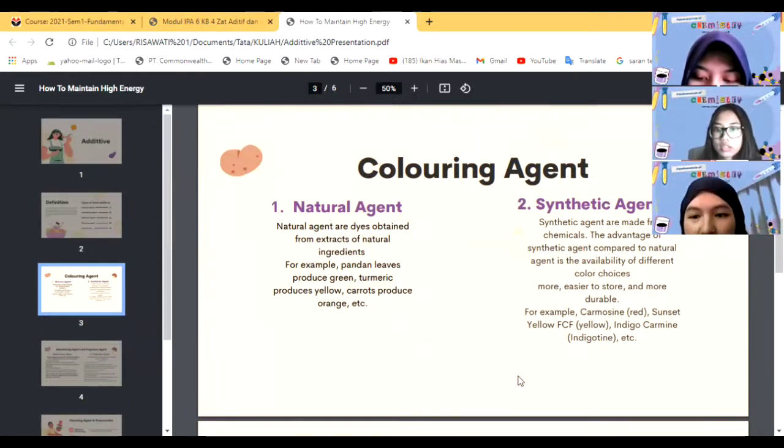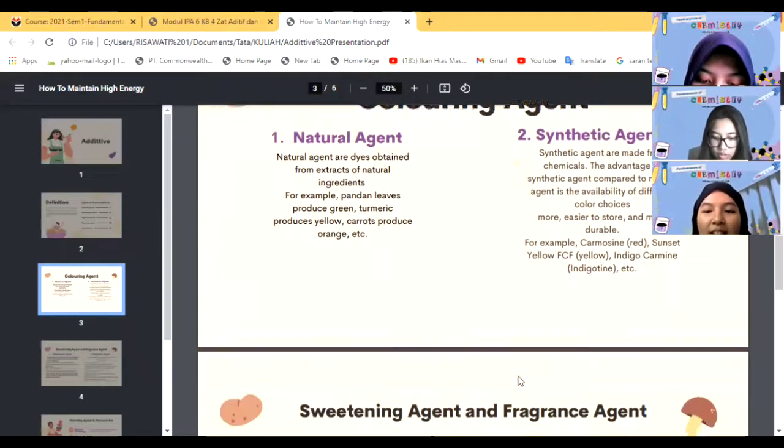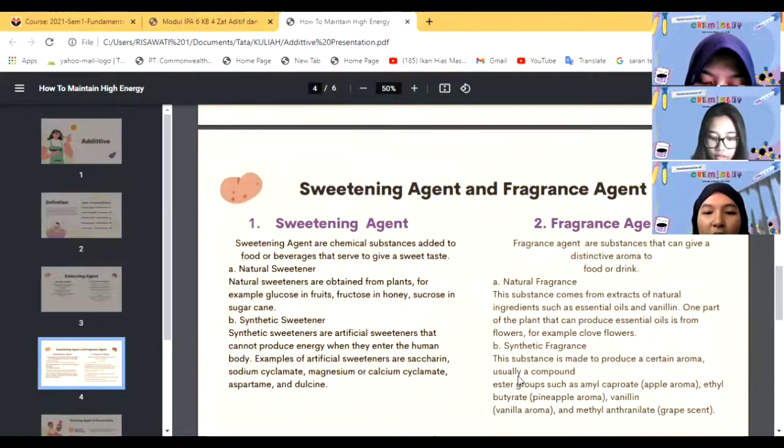The synthetic agents are made from chemicals. The advantage of synthetic agents compared to natural agents is the availability of different color choices, easier to store, and more durable. For example, carmoisine for red color, sunset yellow FCF for yellow color, and indigo carmine for blue, indigotine, and egg.